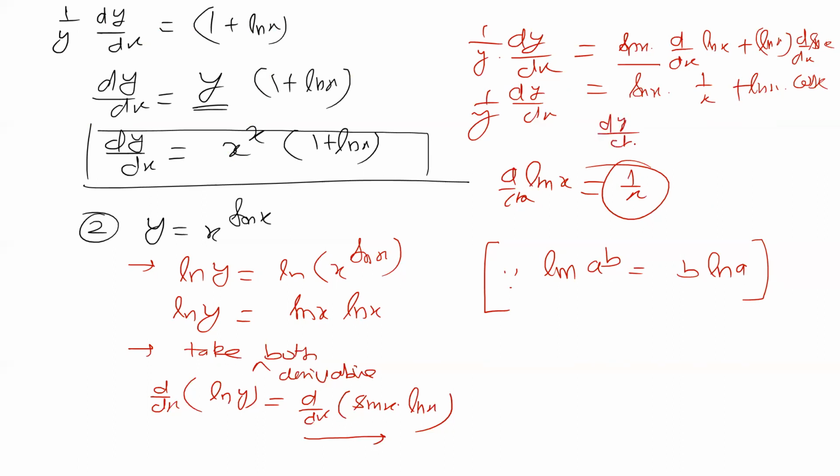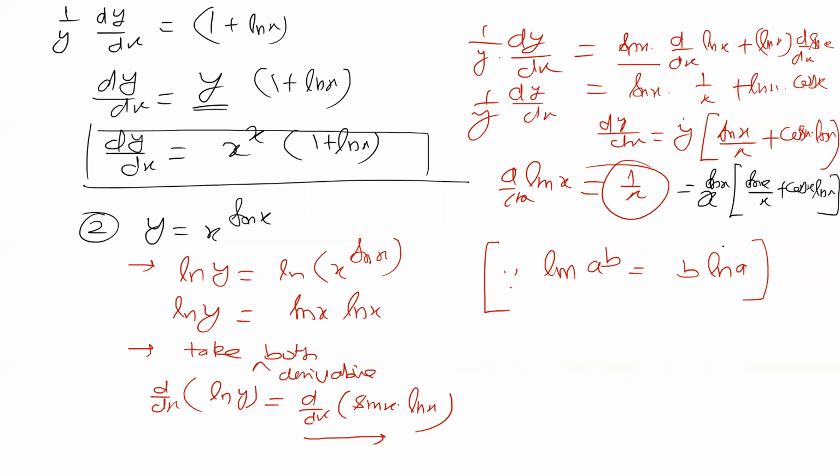Then dy/dx, you will get, just multiply here by y, into (sin x)/x plus cos x into ln x. Then what is the y value in terms of x? x^(sin x) into ((sin x)/x plus cos x into ln x). This way we can find out the final answer.